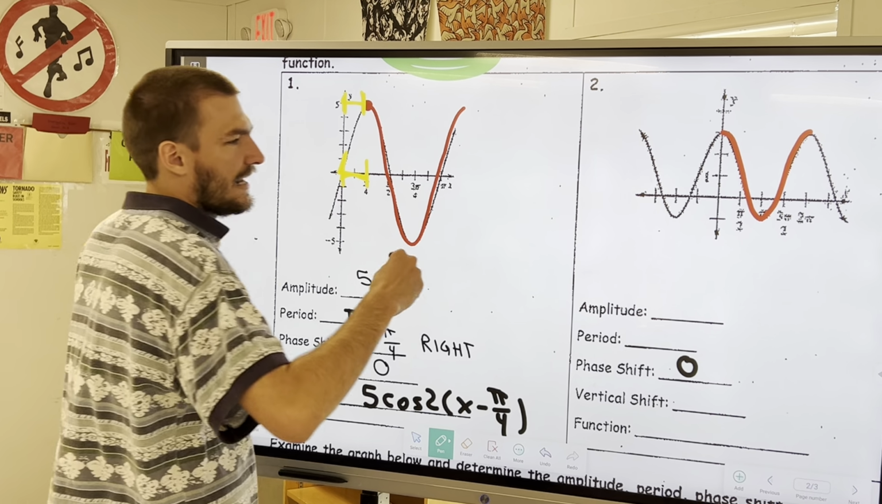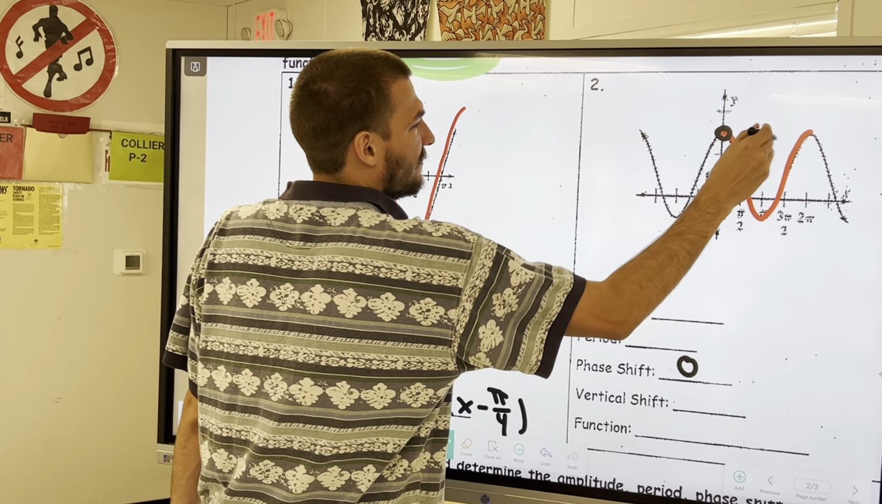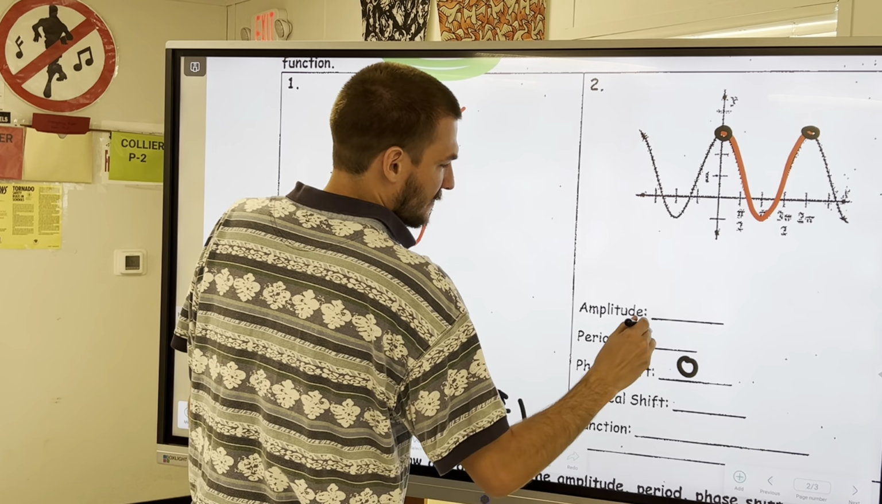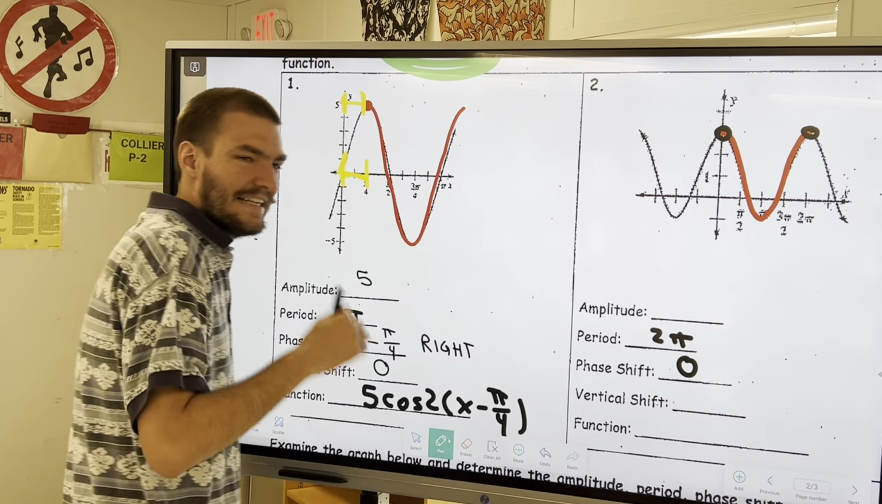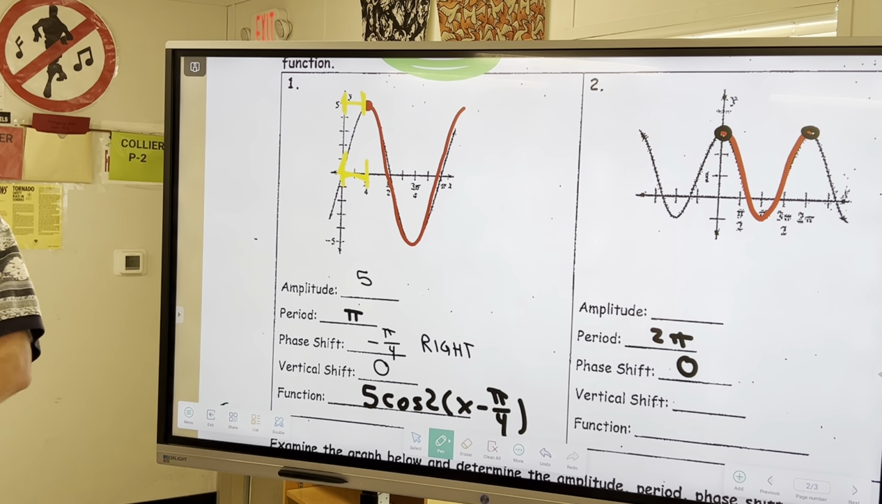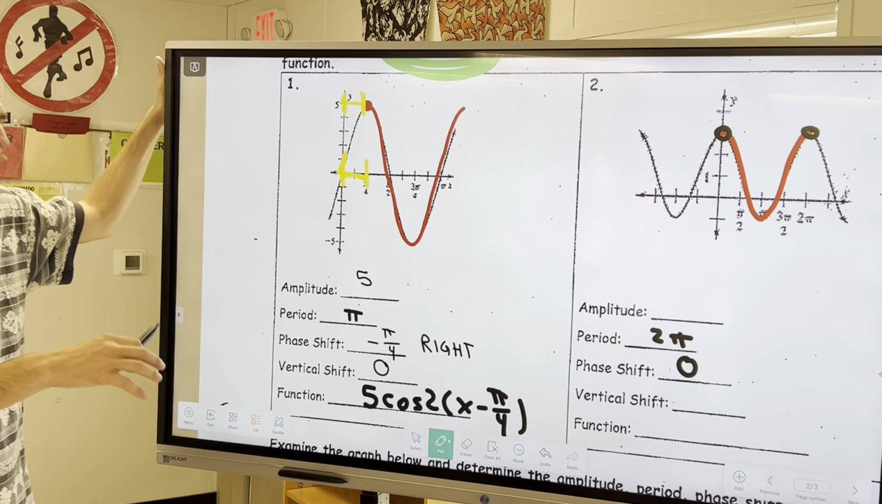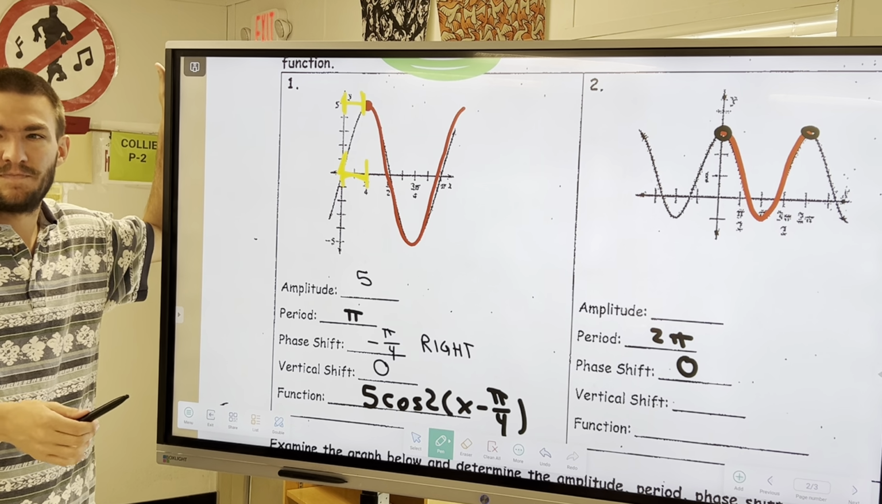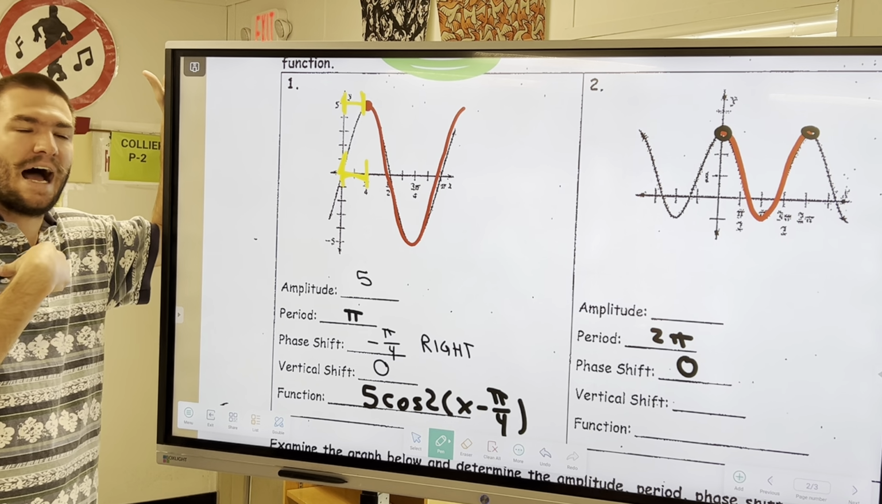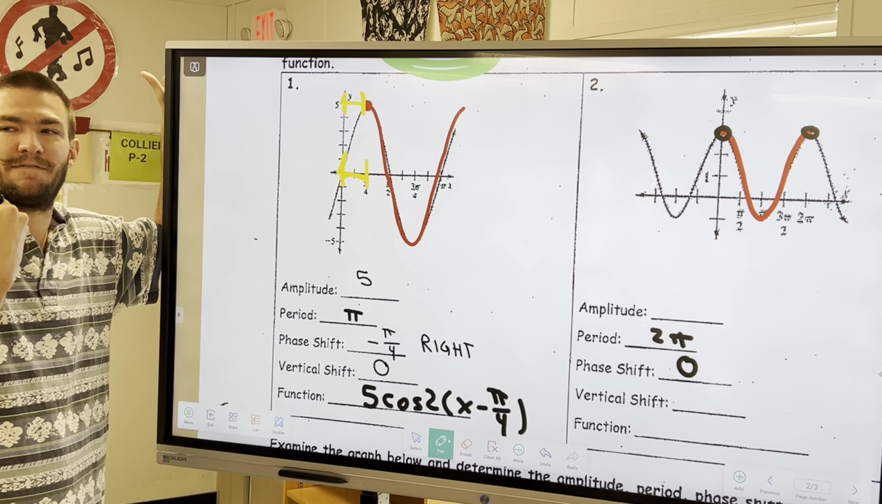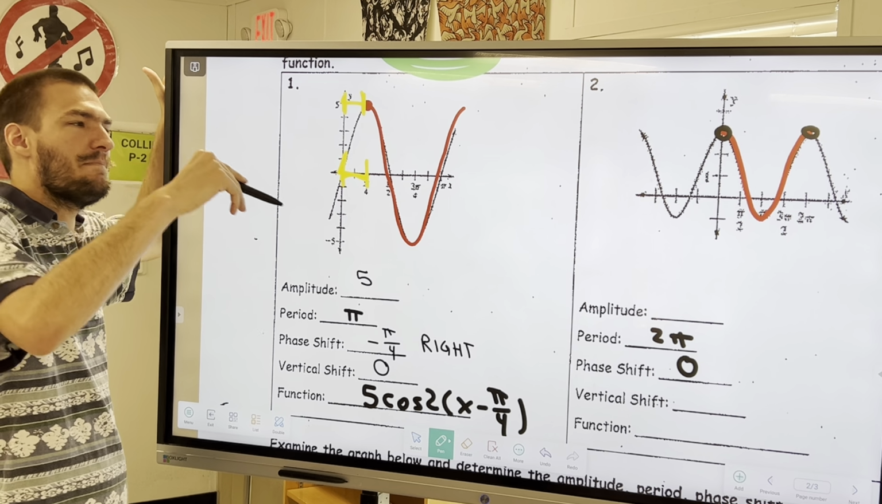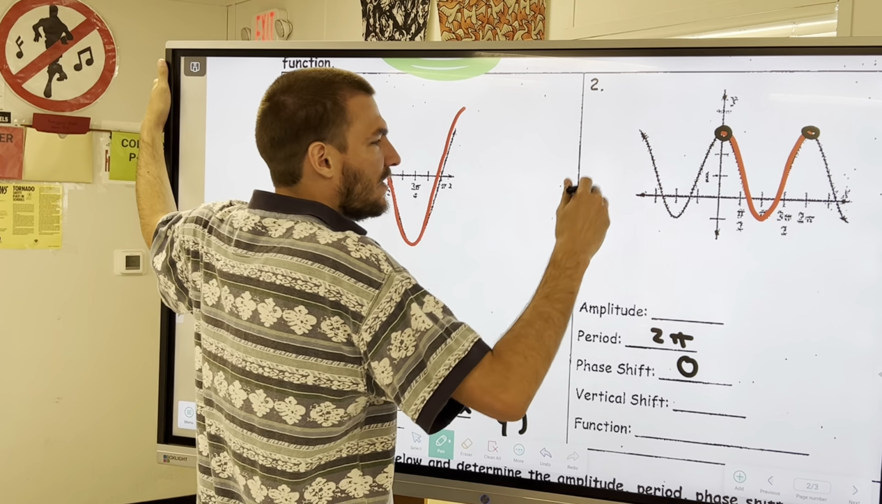What is the period? How long does it take us to get from the start of a cycle to the end? 2 pi. Nice. That is easy. 2 pi is the standard number. Now up next is the vertical shift and the amplitude. Again, I like to do the vertical shift first. Find the middle. Where is the middle of our graph?